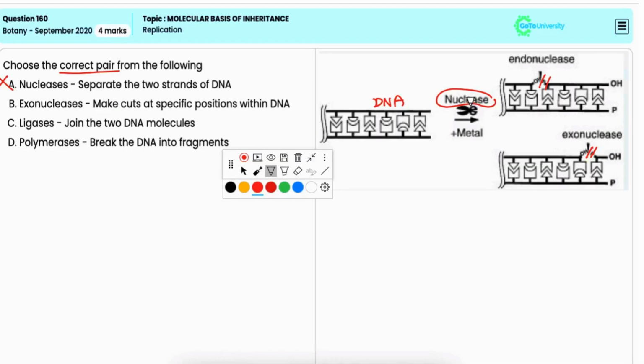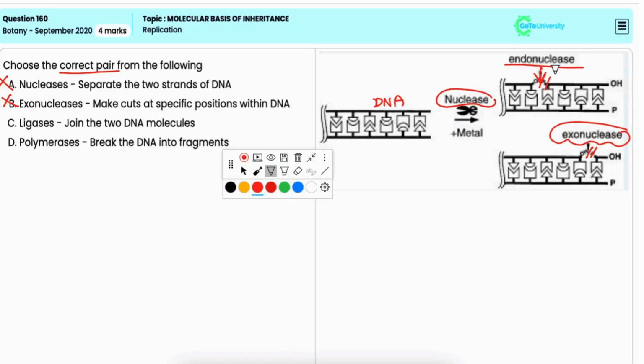Option B, exonuclease makes cuts at specific positions within DNA. This is also incorrect. Exonucleases remove nucleotides from the ends of the DNA strands, and it is the function of the endonucleases which cut within the DNA at specific positions.